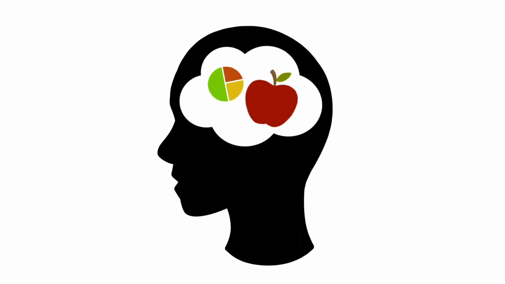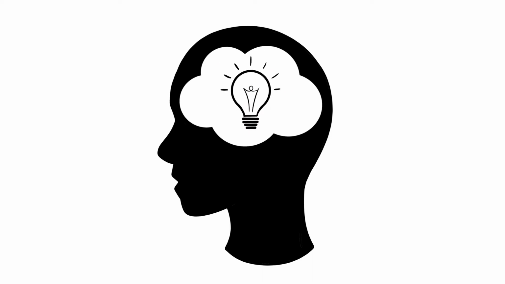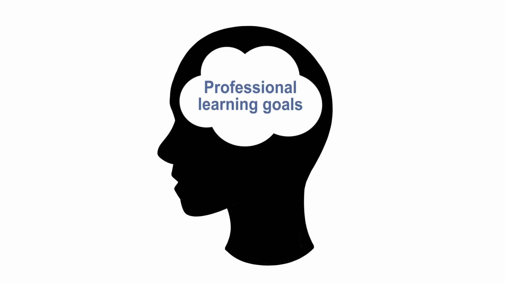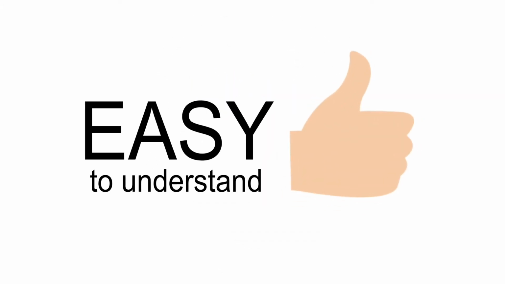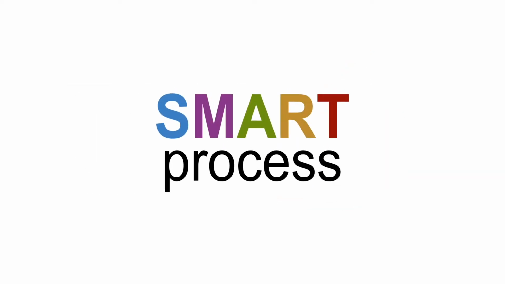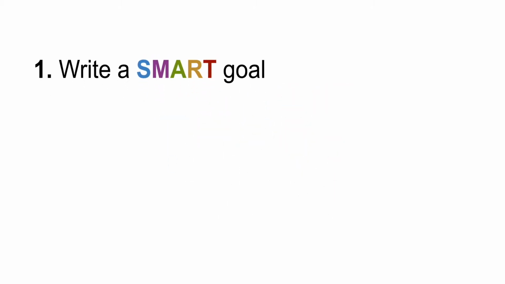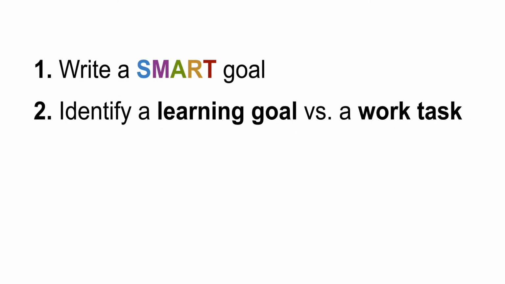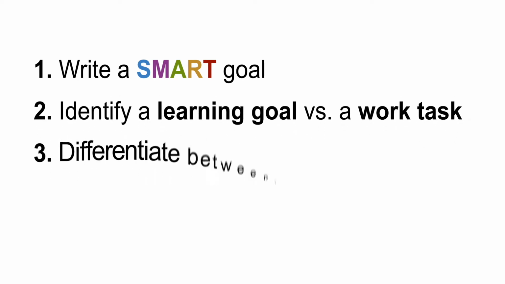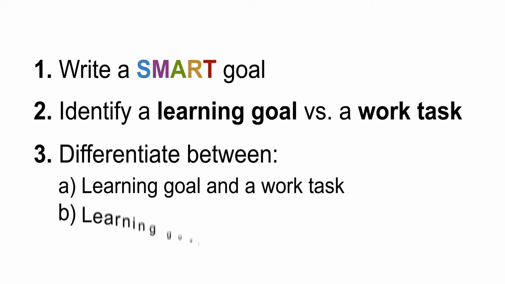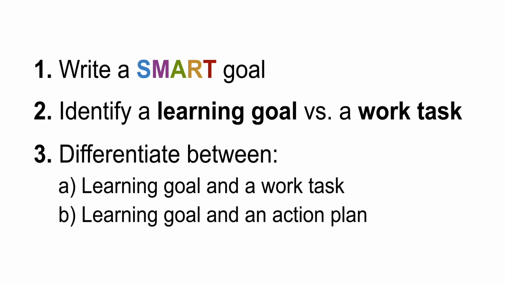Now that you've reflected about your dietetic practice and identified areas of strengths and opportunities for learning, you are now ready to develop professional learning goals. Learning goals should be easy to understand for both you and anyone else who reads them. The SMART process enables you to write your learning goals in a clear and concise format. In this video, we will review how to write a SMART goal, identify a learning goal versus a work task, and differentiate between a learning goal versus a work task, and a learning goal and an action plan.